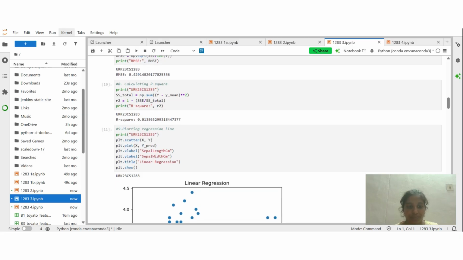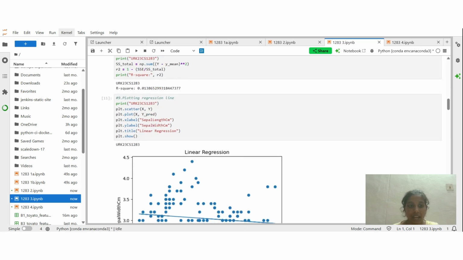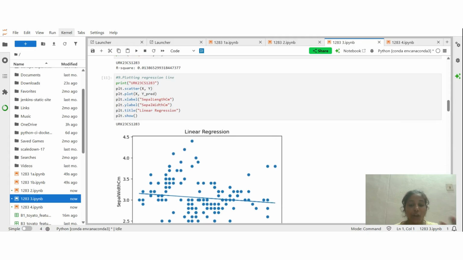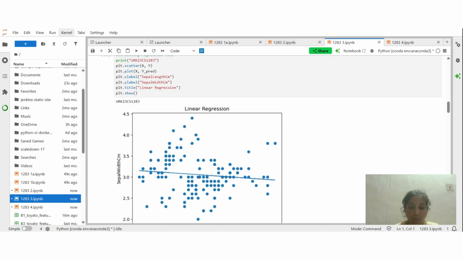Next, R square, the accuracy of a model. R square shows how well the model fits the data. And ninth one is plot graph. In plot graph, it shows data points and the regression line. I plotted the regression line with actual data points.